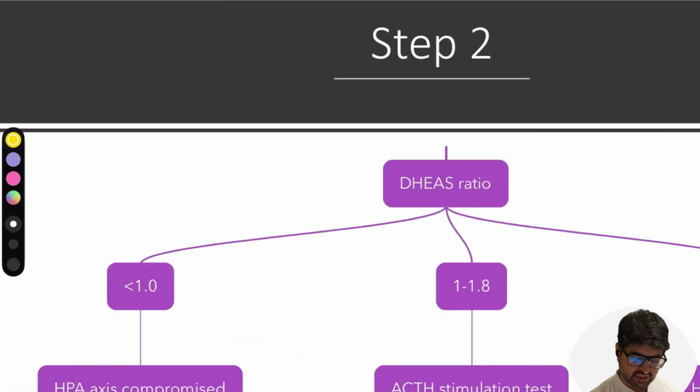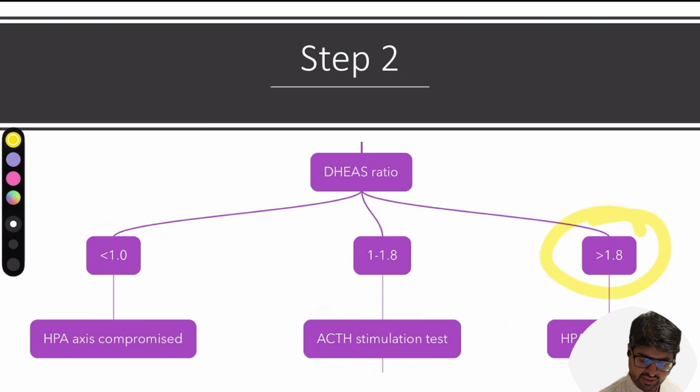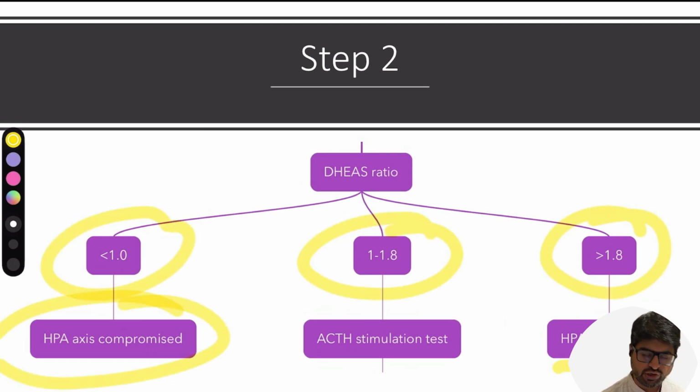So the cortisol to DHEAS ratio, I already told you. Now in that context, we are looking at the ratio in a slightly different way, with a more marginal ratio. If it's more than 1.8, it is considered to be normal. Less than 1, it is considered to be HPA axis compromised. And 1 to 1.8 is where you go for an ACTH stimulation test.